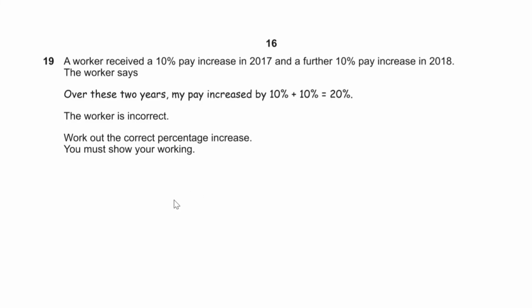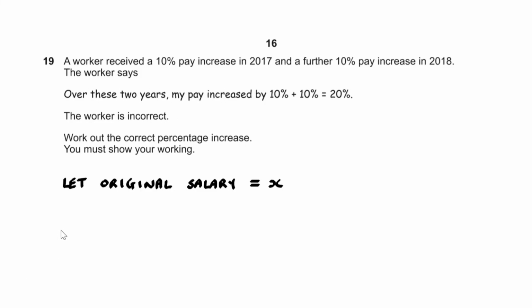Question number 19. A worker received a 10% pay increase in 2017 and a further 10% pay increase in 2018. The worker says, over these 2 years, my pay increased by 10% plus another 10%, which is 20%. The worker is incorrect. You have to work out the correct percentage increase. You must show your working.